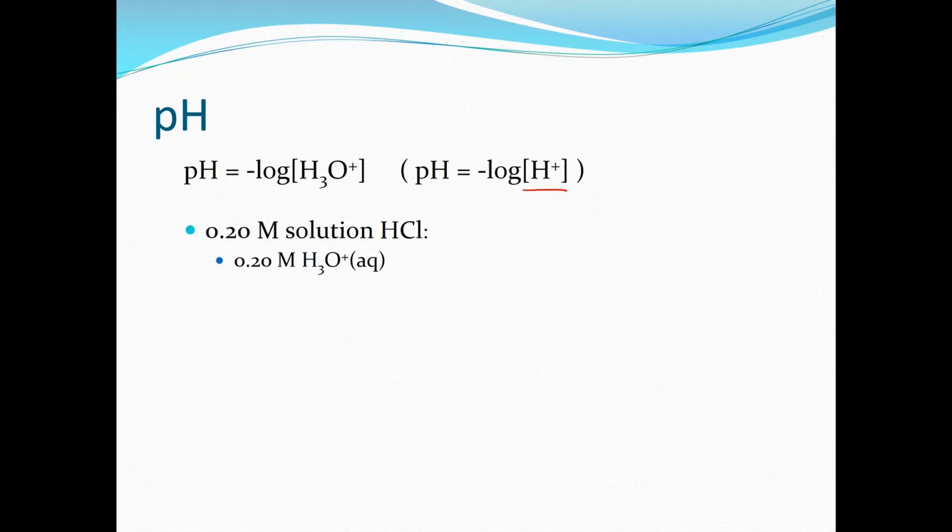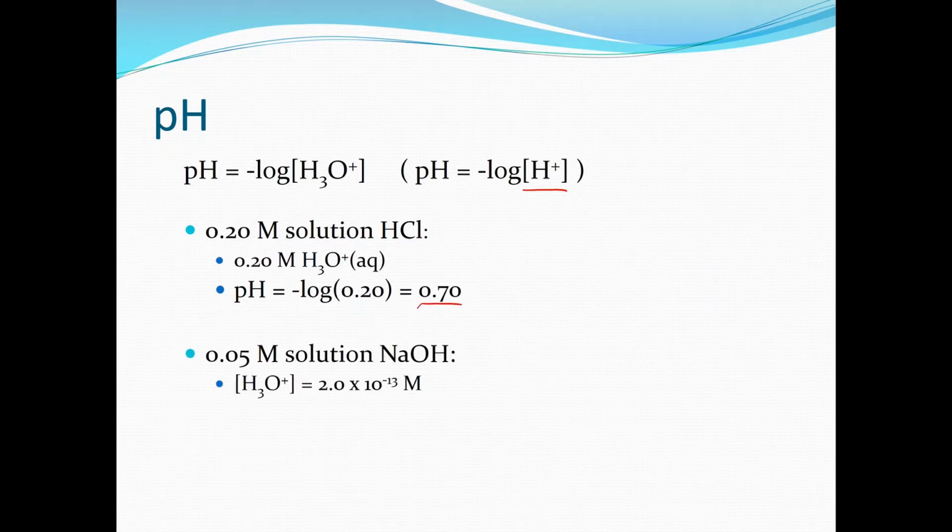So if we look at our examples here, we had our 0.20 molar solution of HCl. That ended up being a 0.20 molar solution of hydronium ion. And so the pH of that solution is just going to be the negative log of 0.20, which gives us 0.70. So acidic solutions have low pHs. If we look at our other example, 0.050 molar so that we can keep 2 sig figs in the sodium hydroxide concentration, we get a hydronium ion concentration of 2.0 times 10 to the negative 13th. And so our pH there is going to be 12.70.